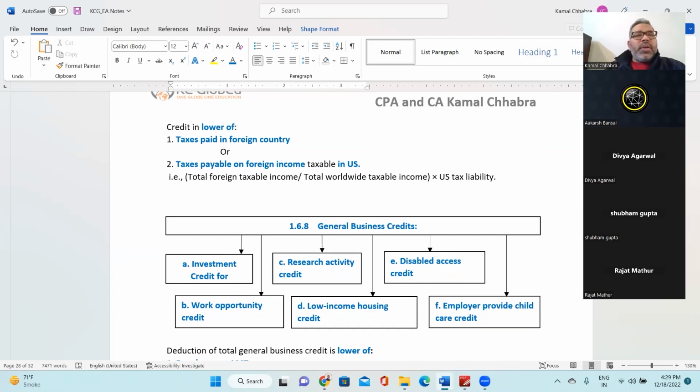For example, you are a citizen of the US, and you have a global income of, let's say, $500,000 total. Global income is how much? Maybe let me draw an example so it will be easy.